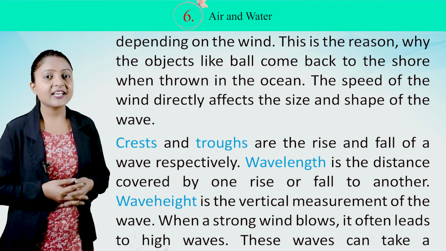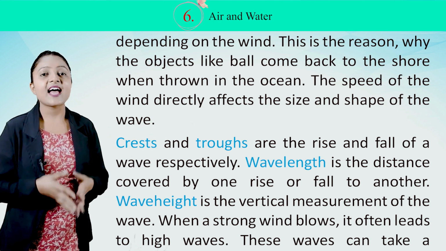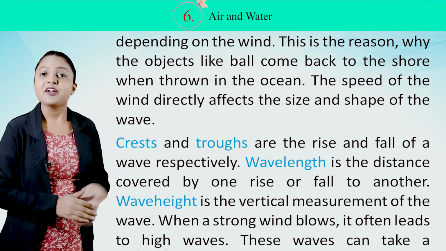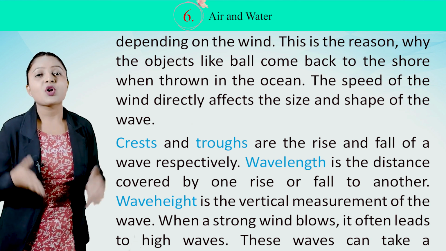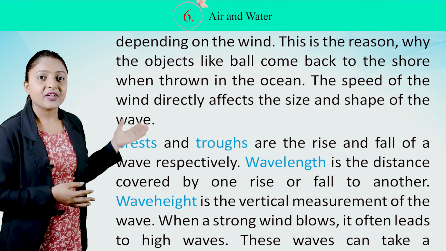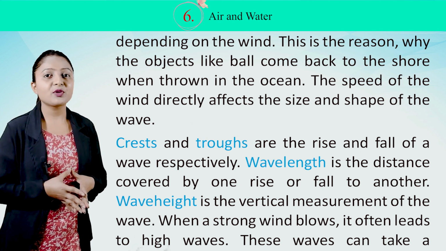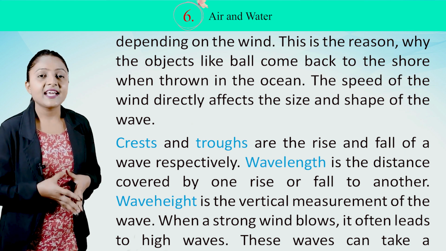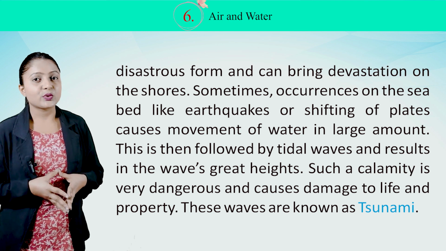The speed of the wind directly affects the size and shape of the wave. Crest and trough are the rise and fall of the wave respectively. Wavelength is the distance covered from one rise or fall to another. Wave height is the vertical measurement of the wave. When a strong wind blows, it often leads to high waves. These waves can take a disastrous form and can bring devastation on the shores.